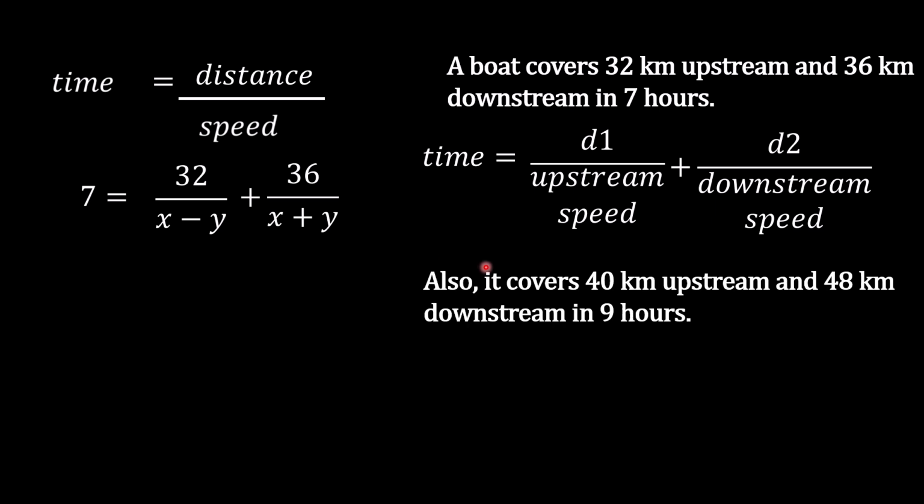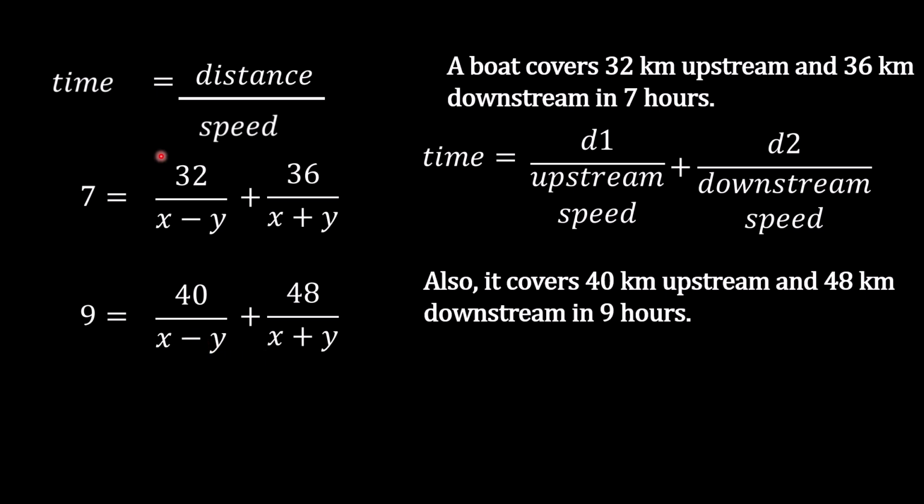Next we have to change the second statement into this format. Here it takes 9 hours for 40 kilometers upstream and 48 kilometers downstream. So the equation is 9 is equal to 40 divided by x minus y plus 48 divided by x plus y. This is also a complicated form, so we have to change these equations into a simpler form.